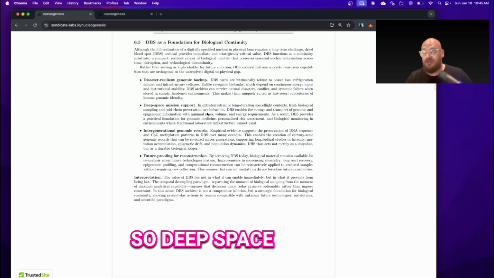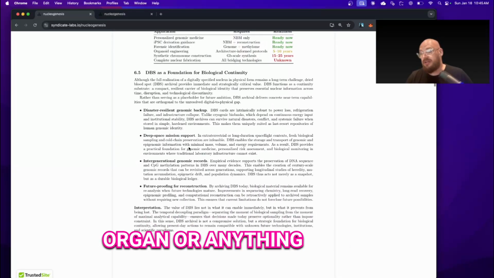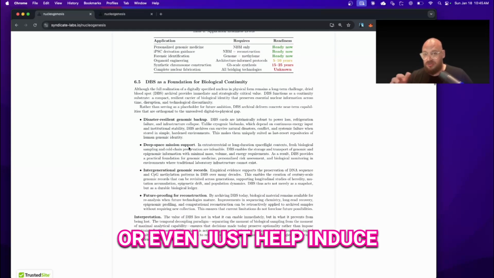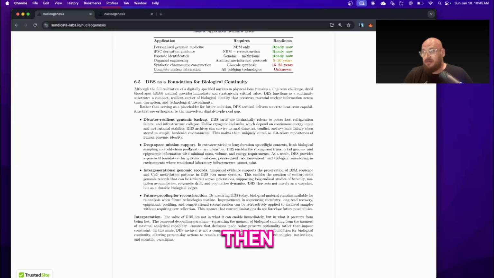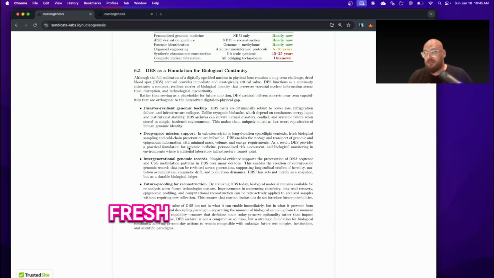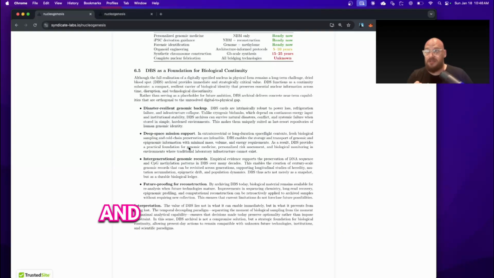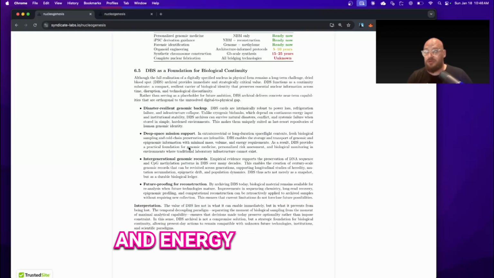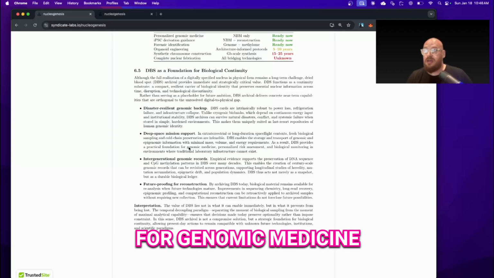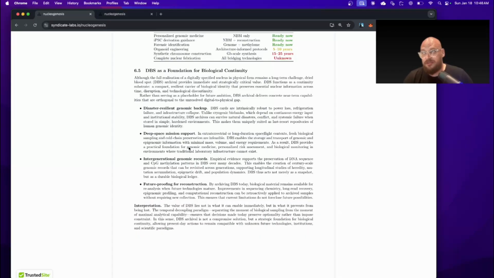So, deep space support. If we're talking about organoid engineering, or print me a new organ, or even just helping induce pluripotent stem cells, then a deep space mission. In an extraterrestrial or long duration space flight context, fresh biological sampling and cold chain preservation is just not feasible. So dried blood spot analysis, storage, and transport of genomic and epigenomic information with minimal mass, volume, and energy requirements. As a result, a DBS provides a practical framework for genomic medicine, personalized risk assessment, and biological monitoring in environments where traditional laboratory infrastructure cannot exist.